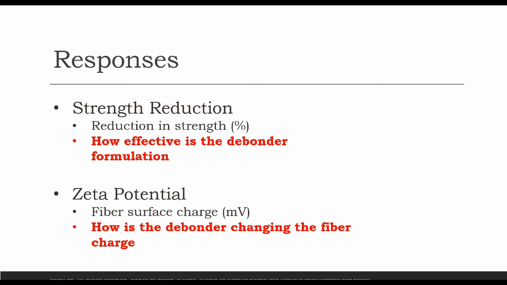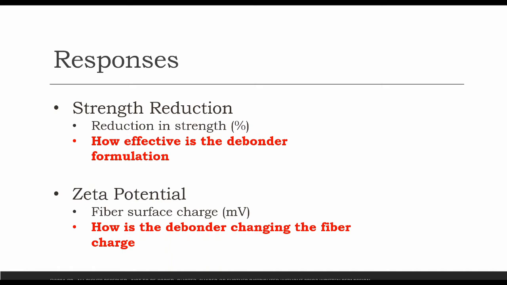The other piece that we measure, which is the first time I talk about it, so I want to take a minute to talk about what's called zeta potential. Now, when I talked about cellulose fibers in water, I mentioned that cellulose fibers have a natural negative charge. So it would have a negative zeta potential. Again, zeta potential is the fiber surface charge measured in millivolts. So a fiber dispersed in water would have a negative charge.